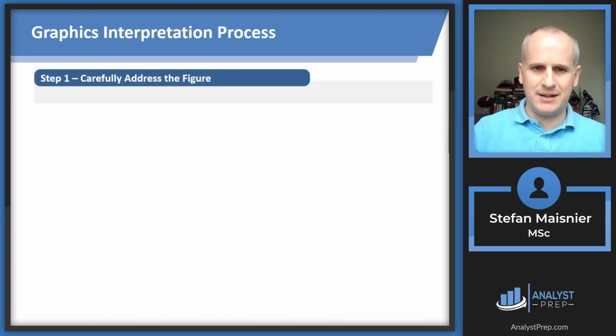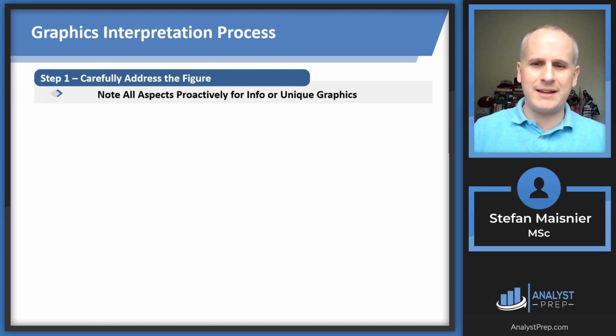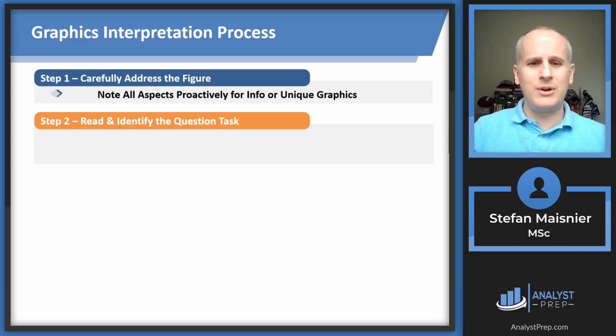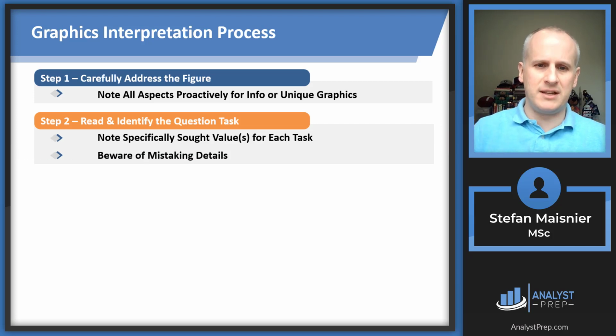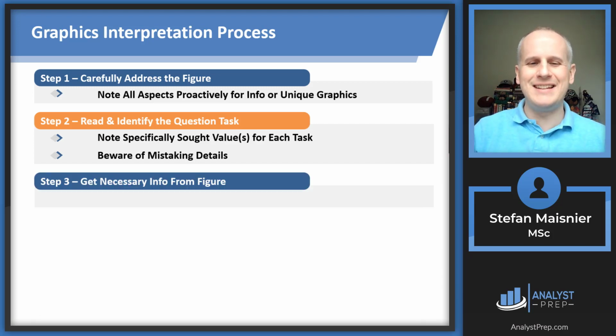So just to sum up everything that we've done. First, carefully address the figure. Note all aspects proactively for information or unique graphics. Then, read and identify the question task. So, note the specifically sought value or values for each task, and beware of mistaking the details. Because again, these questions, they're not necessarily hard, but they're just chock full of traps. You'll then need to get the necessary info from the figure proactively. Logically estimate, though, as warranted.